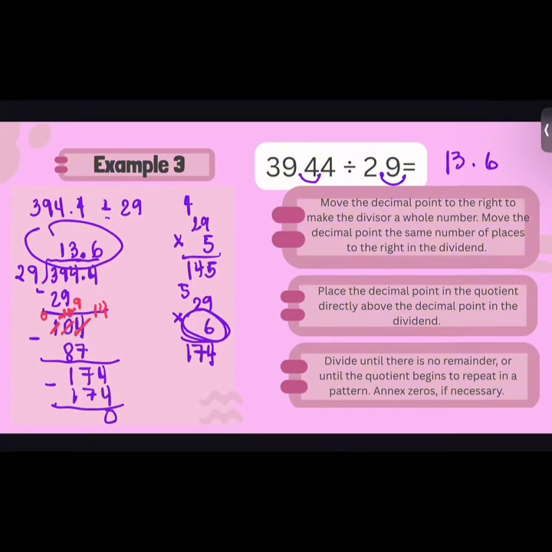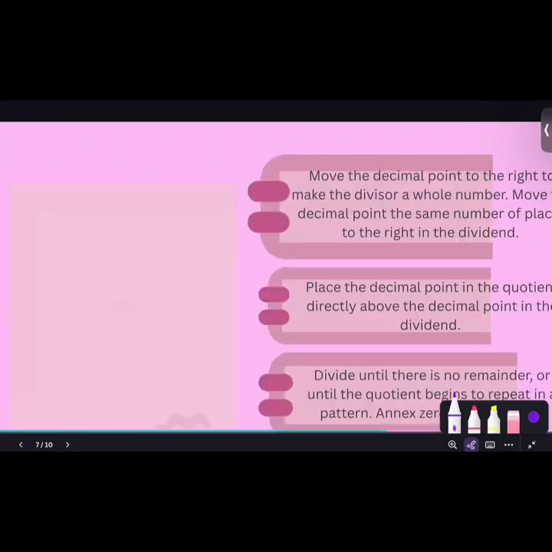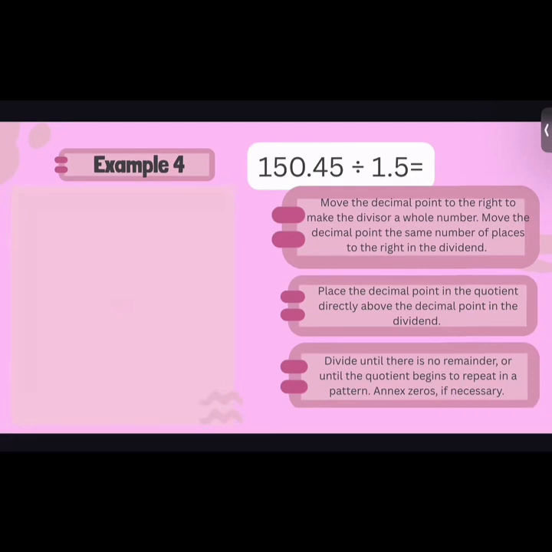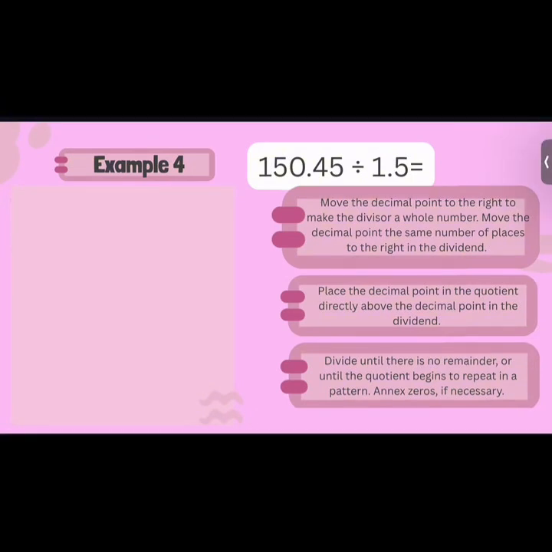Now, let's proceed with our example number 4. For our example number 4, we have 150 and 45 hundredths divided by 1 and 5 tenths. First, move the decimal point to the right to make the divisor a whole number. So, our divisor is 1.5. Therefore, the decimal point will move to the right 1 time.